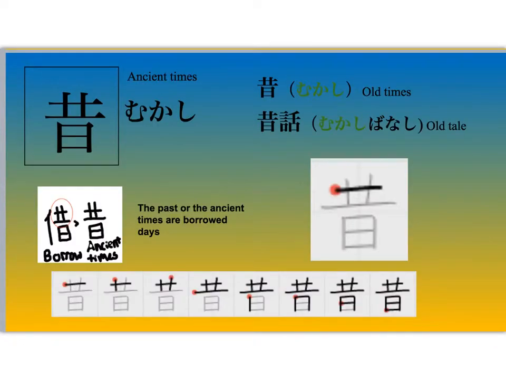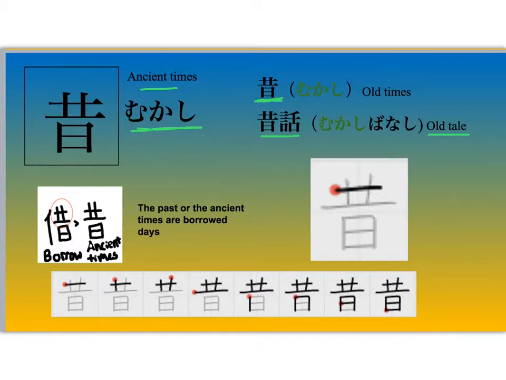So the first kanji is mukashi. Mukashi means ancient times. This one is read by itself, mukashi. And then you have mukashi banashi, which means old tale. And we kind of know also that old tales start with mukashi, mukashi.